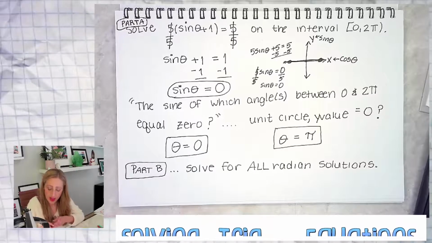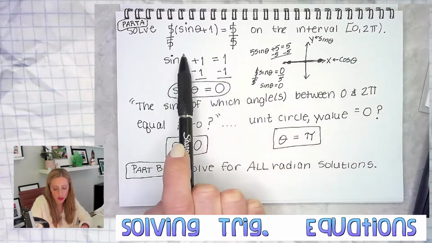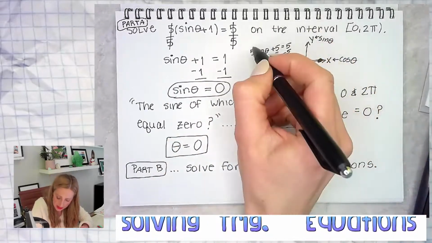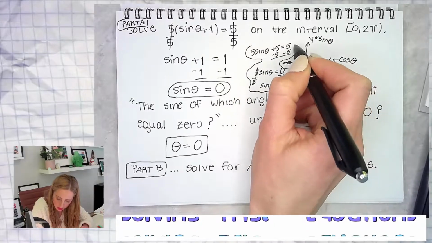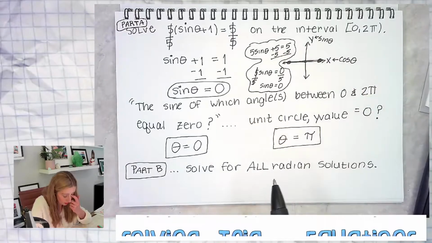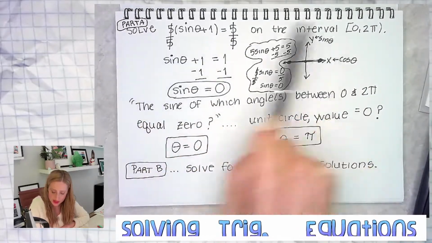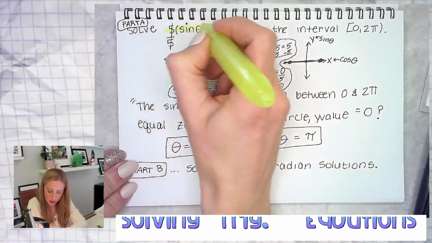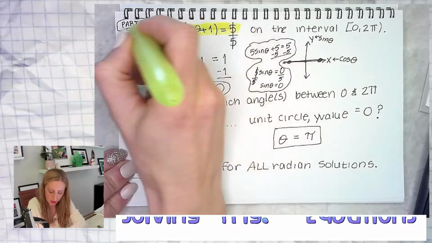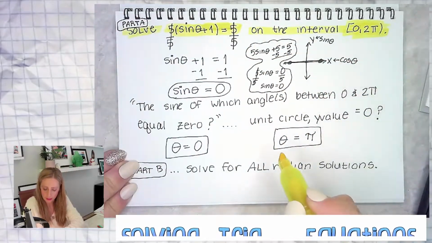Okay, now we just solved this problem right over here. We kind of did it in two different ways. This piece over here was sort of if we had distributed first, so we got a little side example there. But we just solved this example where we solved 5 times the quantity of sine theta plus 1 equals 5 on the interval 0 to 2 pi.